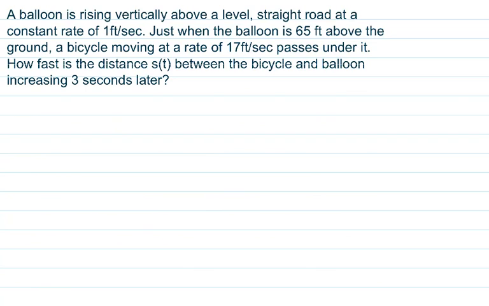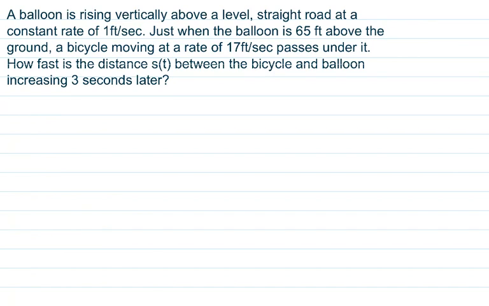All right, so let's jump into the problem. A balloon is rising vertically above a level straight road at a constant rate of 1 foot per second. Just when the balloon is 65 feet above the ground, a bicycle moving at a rate of 17 feet per second passes under it. How fast is the distance, s of t, between the bicycle and balloon increasing 3 seconds later?